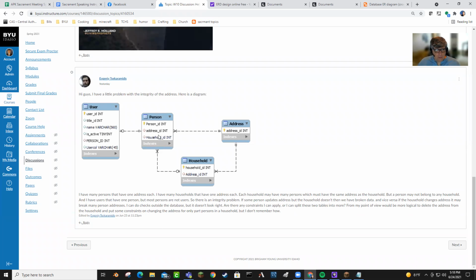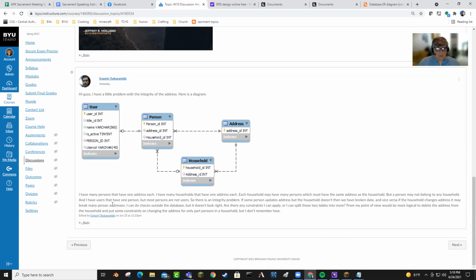Here's the diagram. We got a user table, a person table, an address table, and a household table. And the problem is the integrity of the address. So what it comes down to here, I have many people that each have one address. I have many households that have one address. Each household may have a person. Each household may have many people, which have the same address as the household, but a person may not belong to any household. So you may not be in a household. So that's fine.